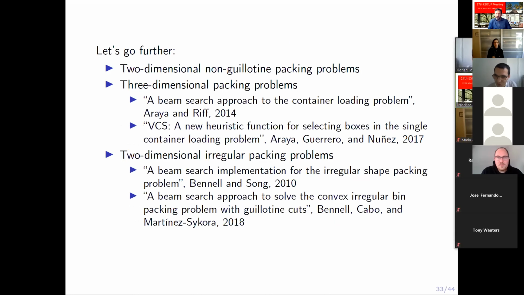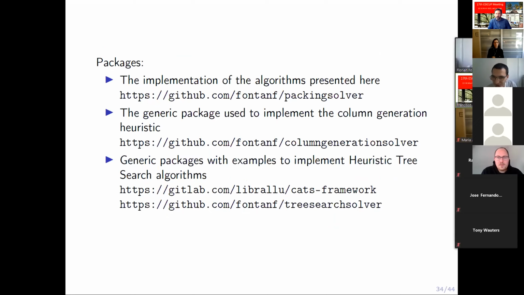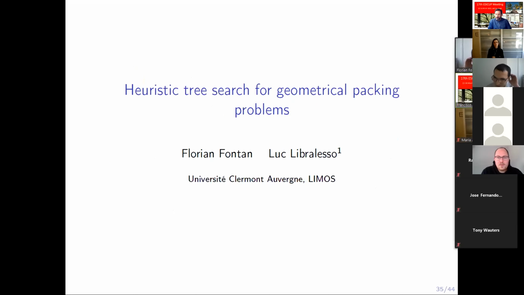I'm not sure I have time to talk about this one, so let's just mention that the code for the algorithms presented here is online. There is a repository for the packing, and one for the column generation. We implemented a generic package, which is used by the first one, but can also be used to implement other column generation heuristics for other problems. And we also have some generic packages to help the implementation of heuristic tree search algorithms. Okay, so that's all. Thank you for your attention. And if you have any questions, I'd be happy to answer.